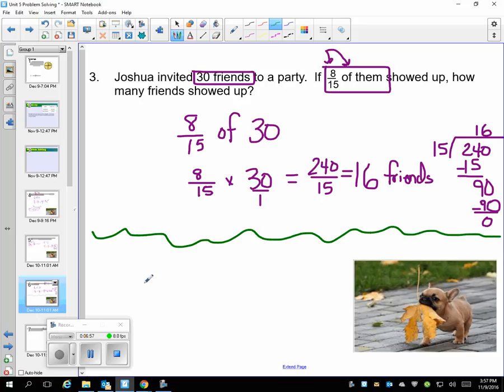But if you need help understanding it more, go back to what we've decided. We decided there were 30 friends and we want to divide them into 15 groups. Well, 30 divided by 15, I'll put this out here like this. 30 divided into 15 groups is going to be 2, right? So there's going to be 2 in each of those groups. And I need 8 of those groups, so 2 times 8 is 16. That's just another way to look at it.